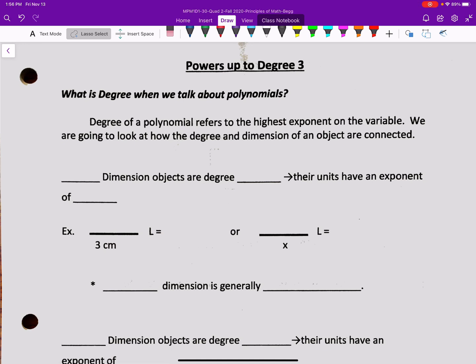In this very short lesson, we're just going to look at what the degree of a polynomial is, and we're going to look at degrees of 1, 2, and 3. So what is degree when we talk about polynomials?